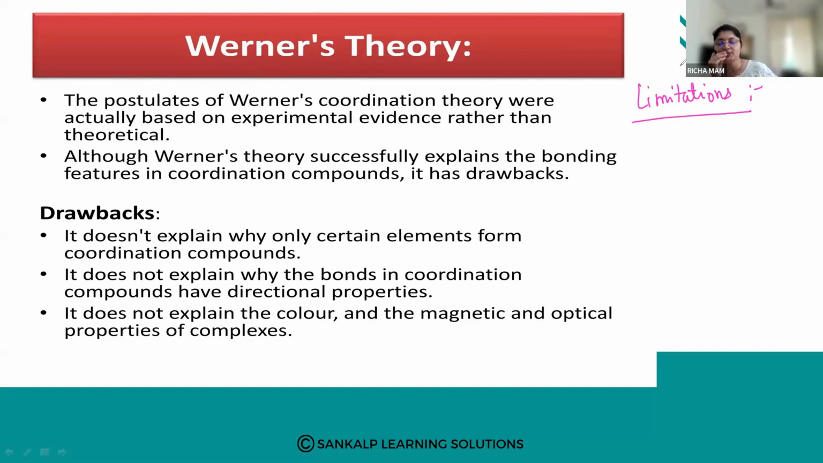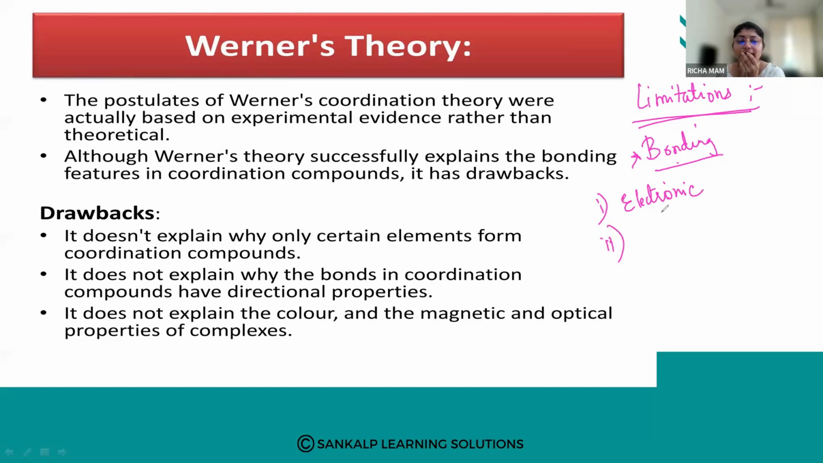So depending upon the postulate, there was something which was missing. So this theory could not succeed in explaining the bonding in complex compounds. What were the limitations? The first one was that it did not give an electronic interpretation for the formation of complex ion. How the electrons are bonded in the complexes, it could not explain the electronic structure. So this was the first point.